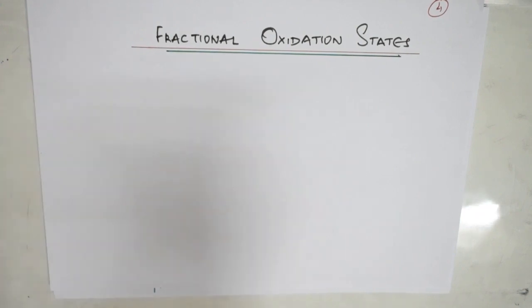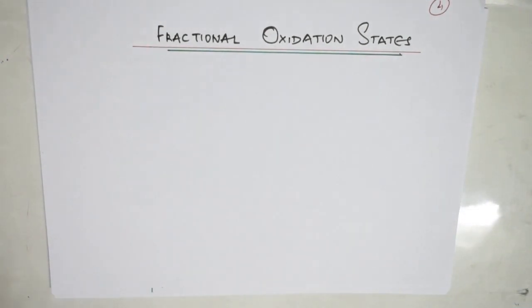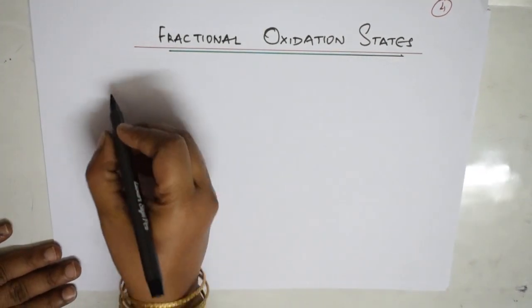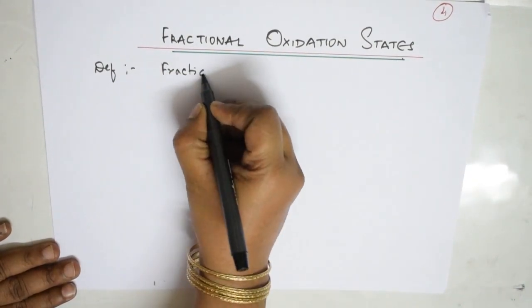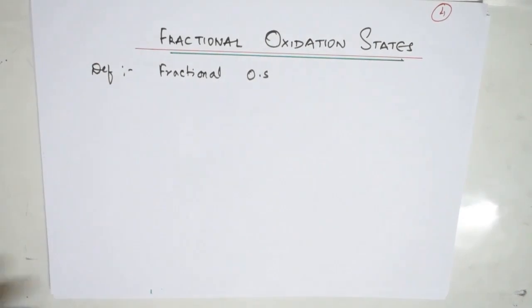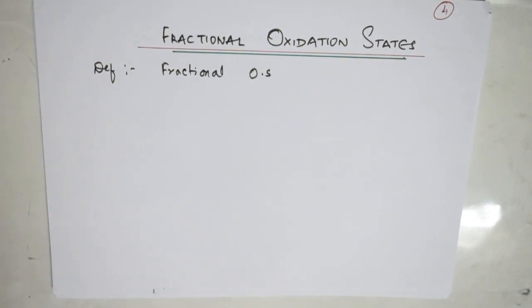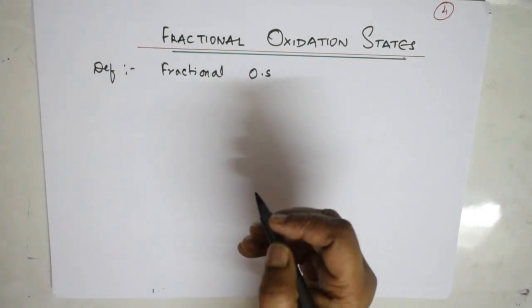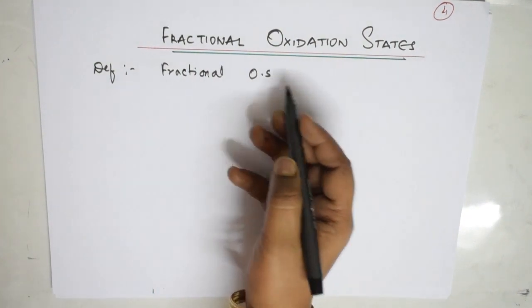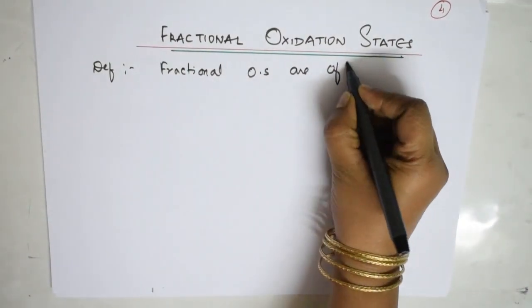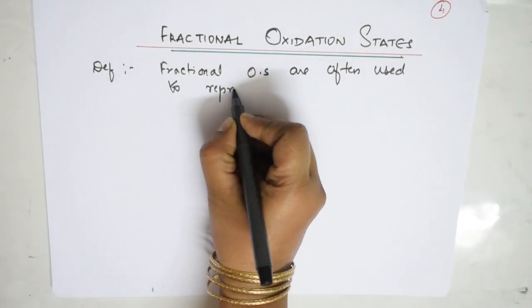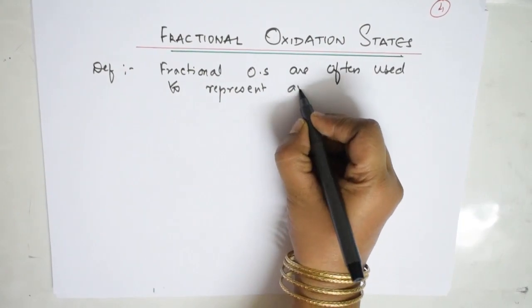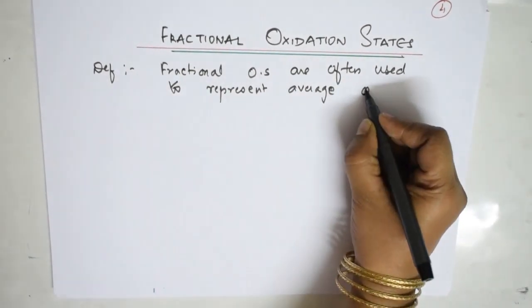So here students, fractional oxidation state, basically what are these? Let me write the definition. Fractional oxidation state, or OS means oxidation states. Yes, so the fractional oxidation states are used basically to represent average oxidation states, right? What does it mean? We'll see. So fractional oxidation states are often used to represent average oxidation states.